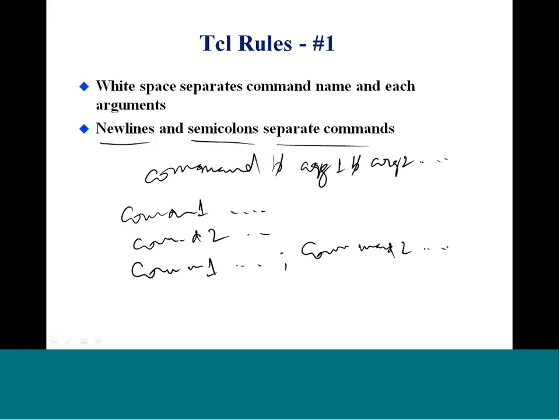So now the question is, if one of these arguments itself has a blank space or a new line, how do you write that? In that case, we need to use grouping. The grouping is essentially done through the quotes or through the braces. So now let's see how that is done.